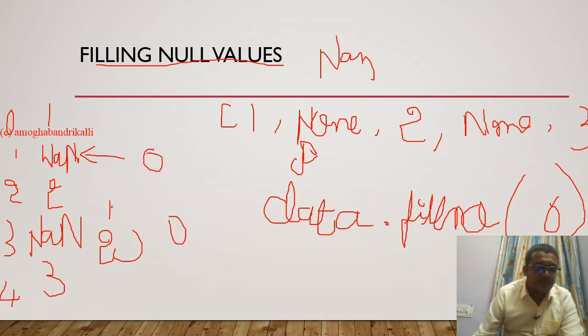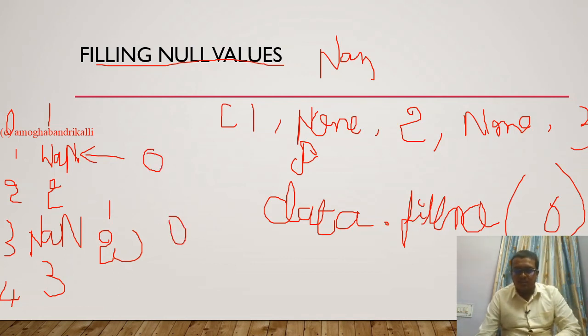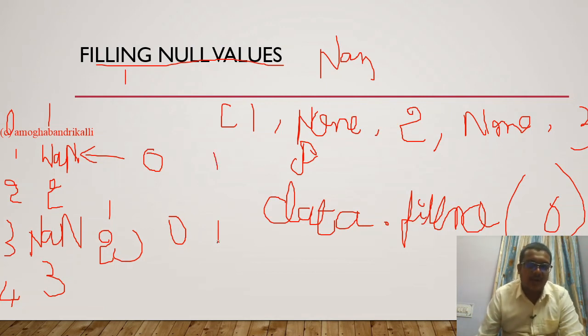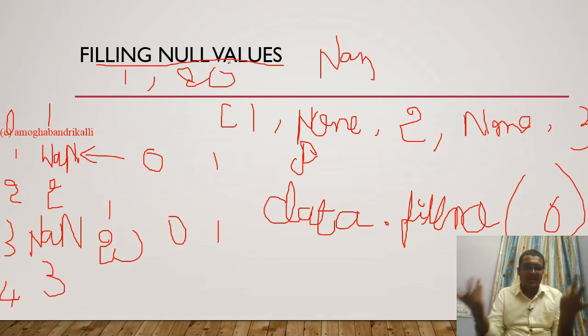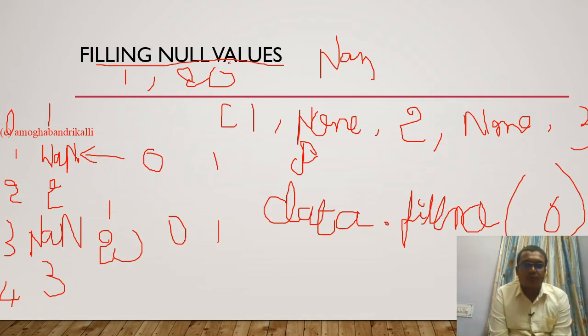In place of NaN you are going to add a new value. If you are adding 1, then in the place of NaN, 1 is going to be added. If you want any other value like 20, you can add it. So here you have many options. You have two methods, forward filling and backward filling.